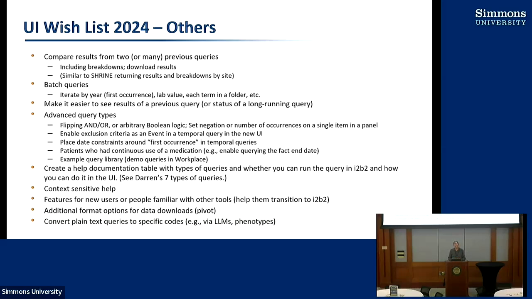And then a couple at the bottom, which we're actually working on now: additional options for downloading data. In the latest version of i2b2 and coming out more, we have more options on how to define pivoting of tables and output options, and then leveraging LLMs to enhance the UI. So having investigators just be able to describe what they want to search for, and then it'll automatically build the query for you and you can review that before you run it.